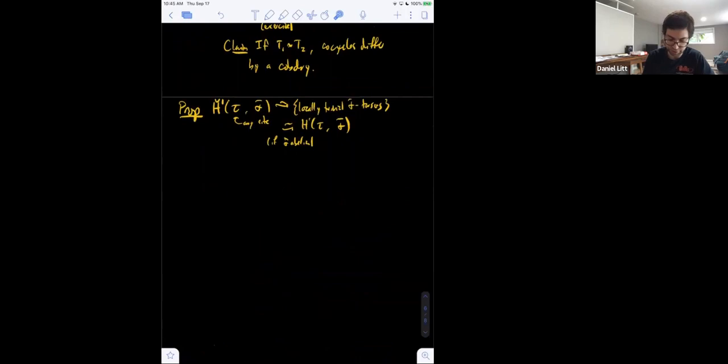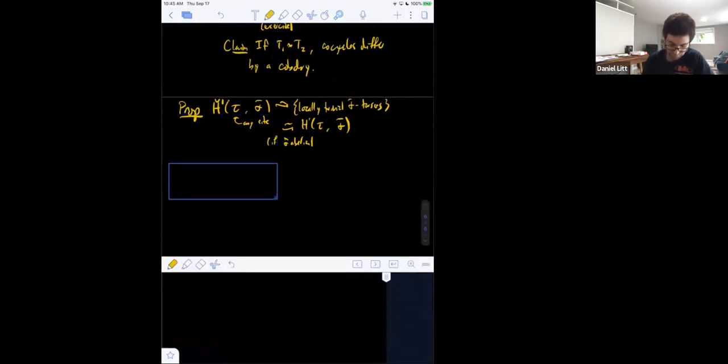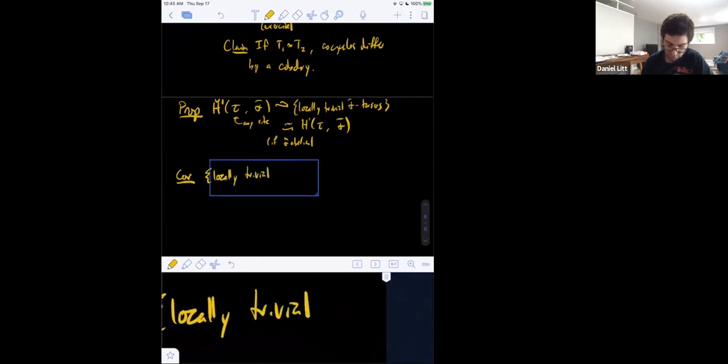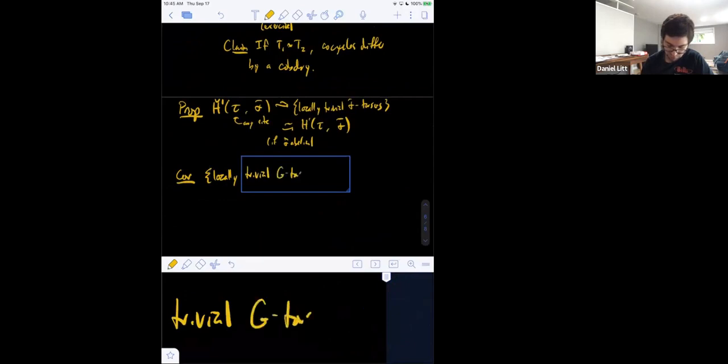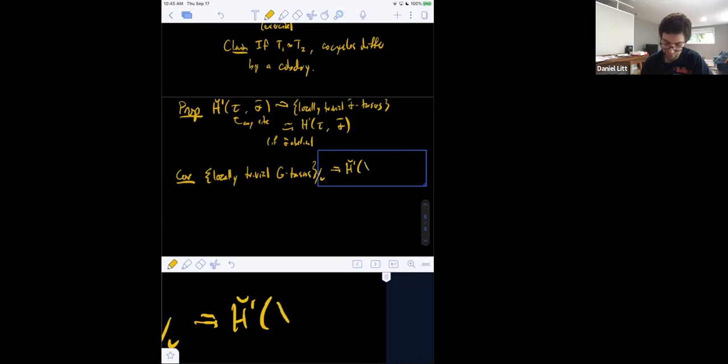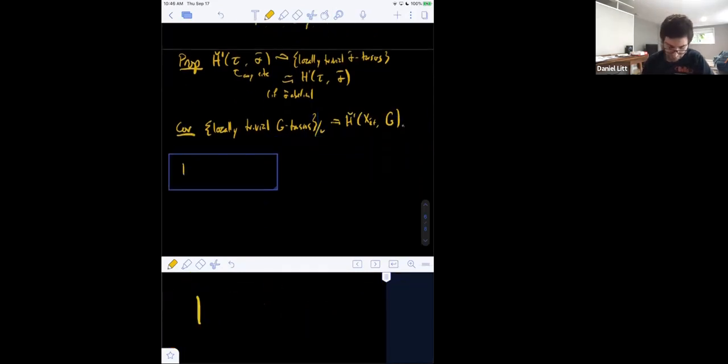So maybe I'll write that down just so we know it. So the corollary is that locally trivial G torsors up to isomorphism are canonically in bijection with Čech H1, and hence if G is abelian with derived functor H1 of the whole Etale site of X with coefficients in G. Okay, so now we can actually prove, I think, a really amazing theorem, and I think we can actually do it in the remaining 4 minutes.